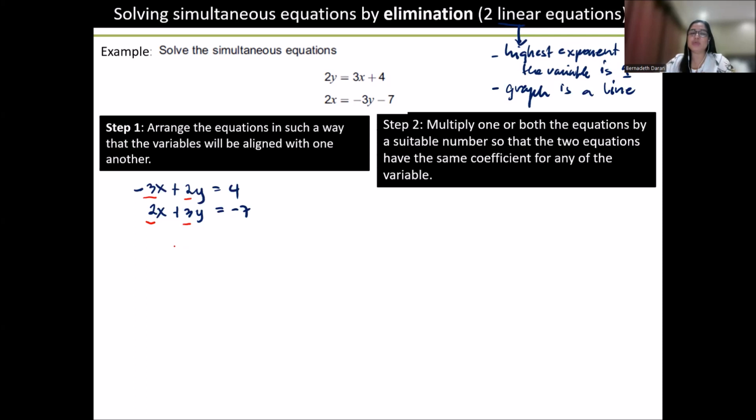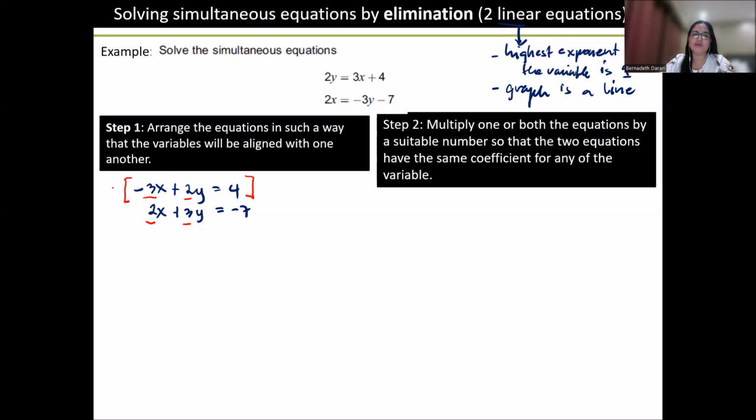So what we do is we make the equations have the same numerical coefficient, even if it's just for x or just for y, as long as they are the same, okay? So as for me, what I would do is I would make the numerical coefficient of my x the same. So to do that, I will multiply my first equation. Of course, when we multiply, we need to do it to both sides so that our equality will remain the same.